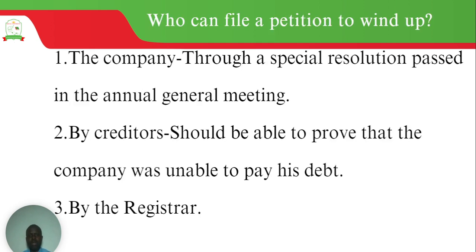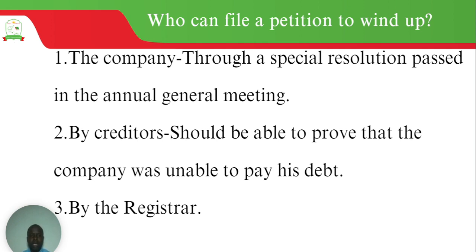Now, we also need to know who are the people that can file a petition to wind up, because number 1, there must be specific people, and of course these petitions, I have said, they also must be accompanied by evidence. Number 1 is the company through a special resolution passed in the annual general meeting. So after an annual general meeting has been passed, now the company can be able to petition the court to give orders for winding up.